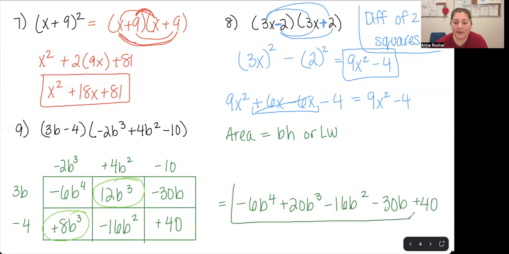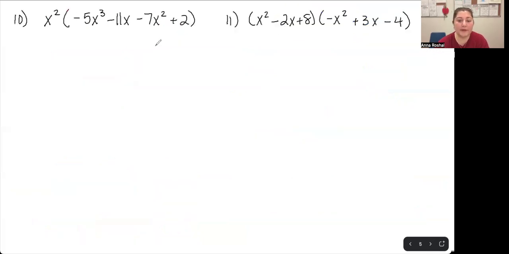And again, this would be my final answer in standard form, largest exponent first, going all the way down until I have no more exponents. There are multiple ways to solve this problem. I think this would be the most direct method possible so that we can actually see what's going on. Okay, let's take a look at the next one.